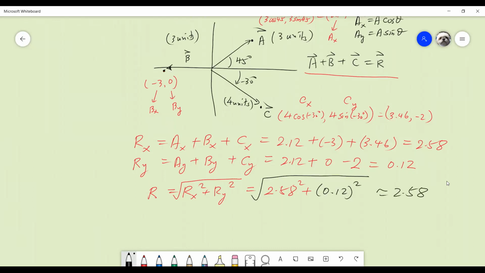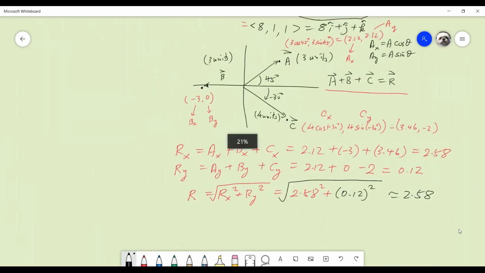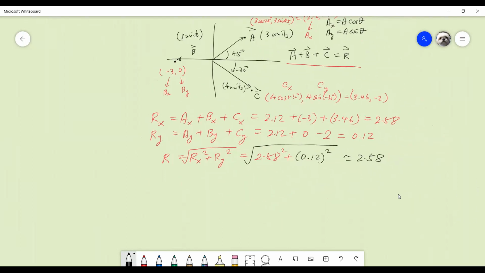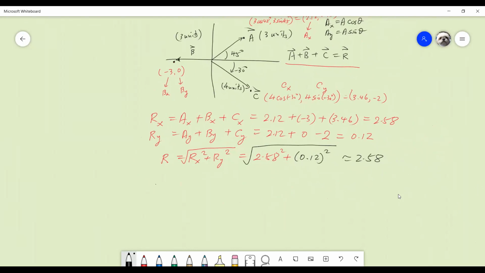Now, what is the direction? If I want to draw this vector, I know that X and Y are positive, right? So if you add A, B, C together, the resultant vector is going to lie here. Okay, too small, not good. Now let me draw again. It will be like this. The length here will be 2.58, right? Am I right?